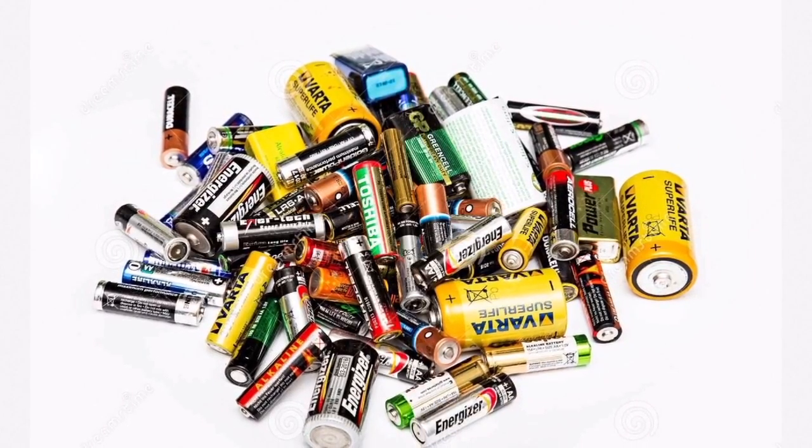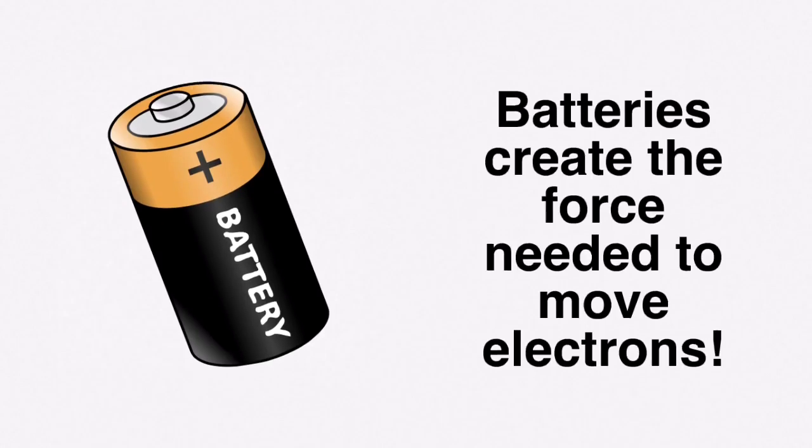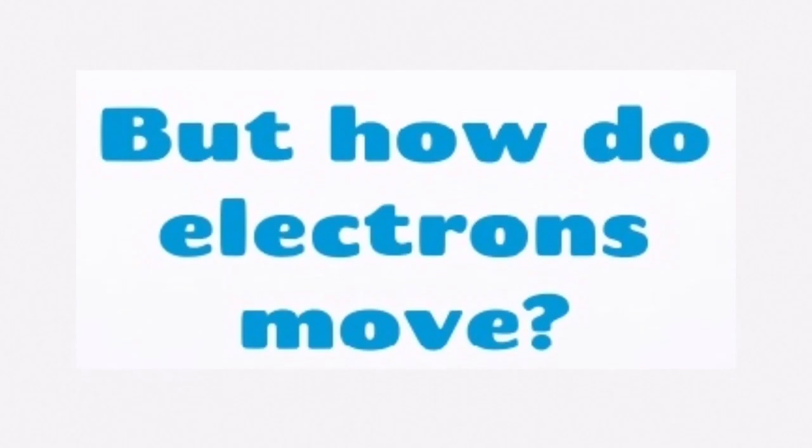Batteries are one very common chemical device used to move electrons. Batteries have a positive end and a negative end, and when they are hooked up to a circuit, a chemical reaction occurs that is strong enough to create a force that moves electrons. But how do electrons move?